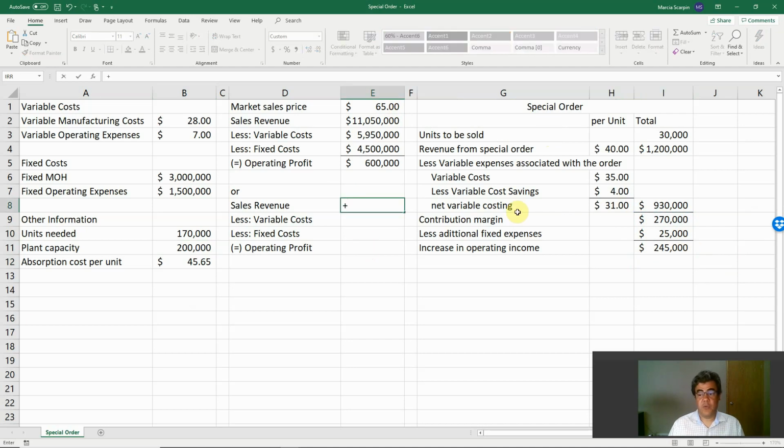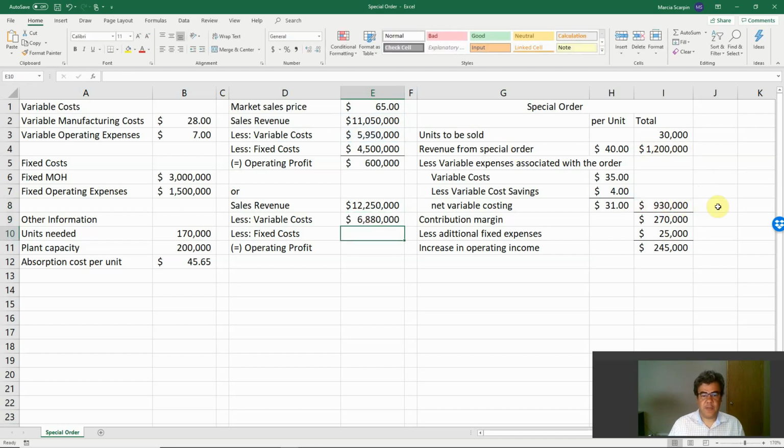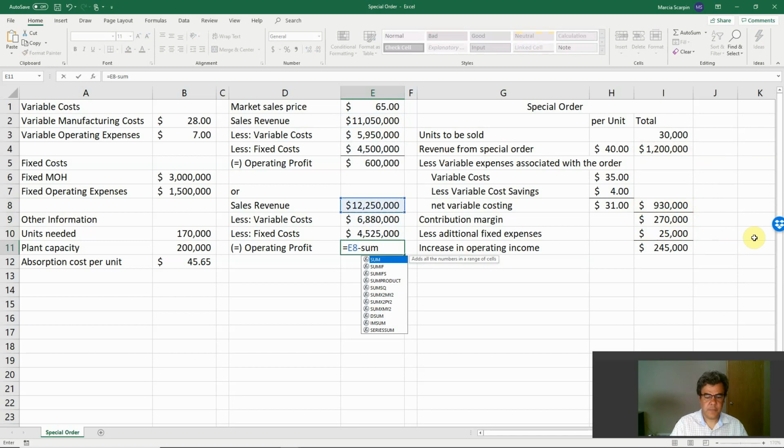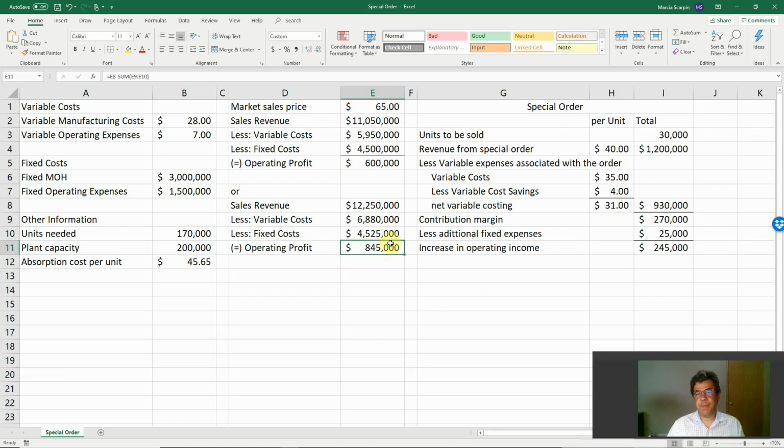Or we can show it in a combined income statement. Sales revenue, 11 plus 1.2, 12 million in the quarter. Variable costs, 5.9 plus 930, 6.8. Fixed costs, 4.5 plus 25. And now operating profit, sales less both, 845. That matches with 600 plus 245.